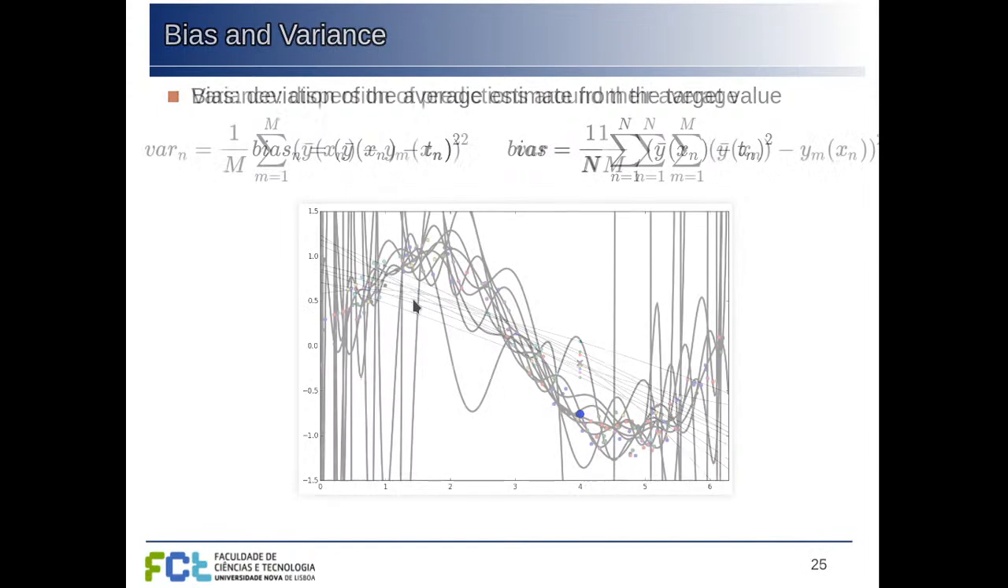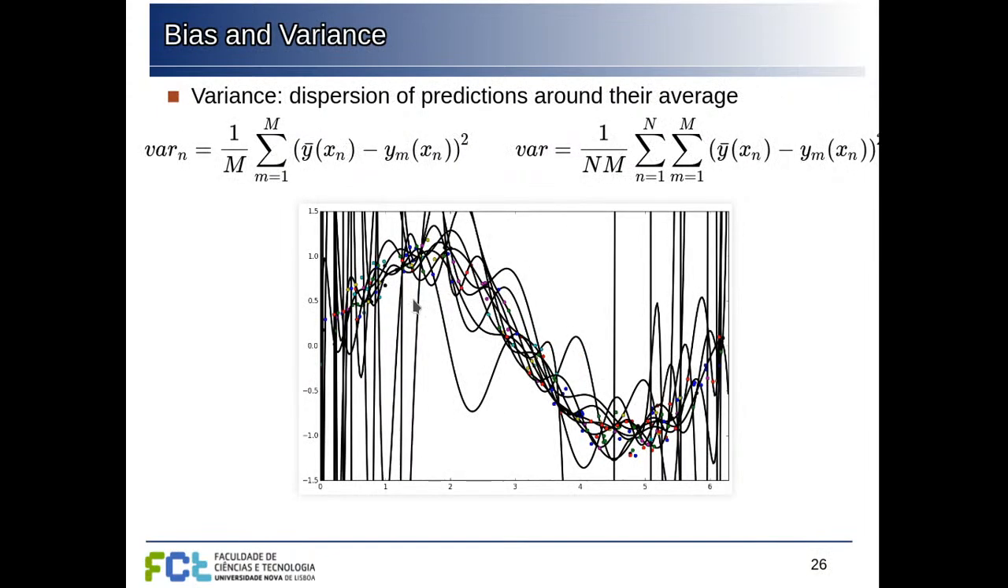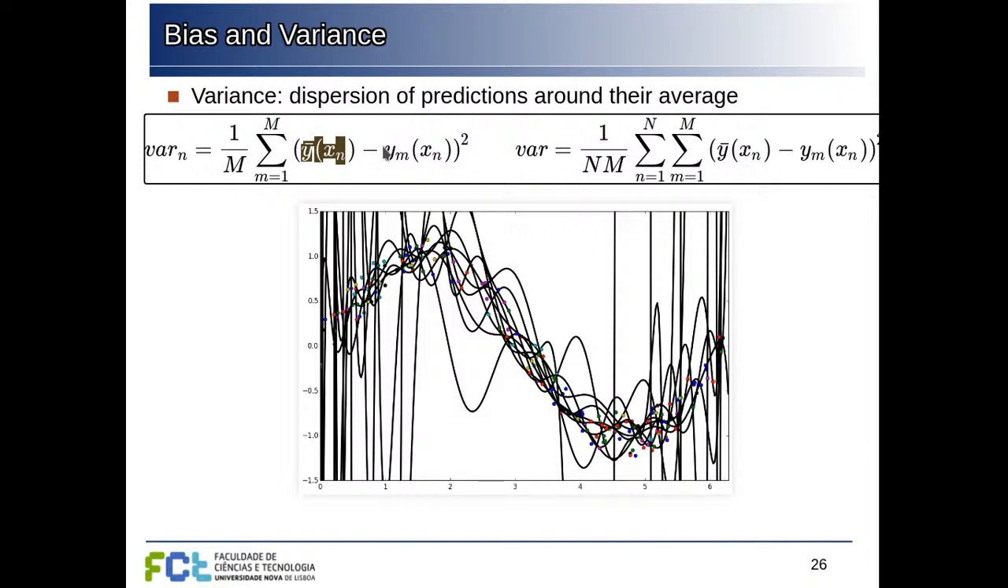The variance is literally the variance of the predictions on each point. So basically, it's how spread out the predictions are. And this tends to be more serious when we are overfitting. So basically what we're doing is, for each point, we are computing the variance of our predictions, which is the average of the predictions minus each prediction, and the difference squared.